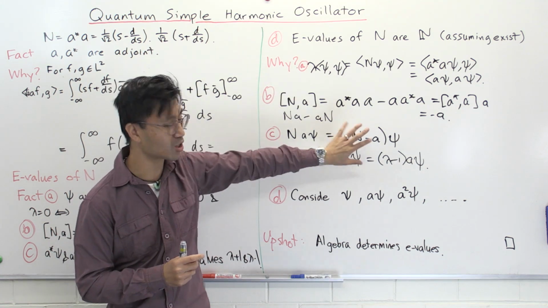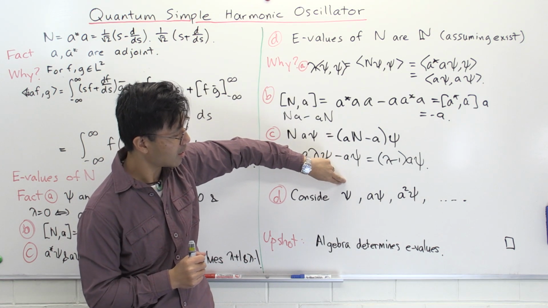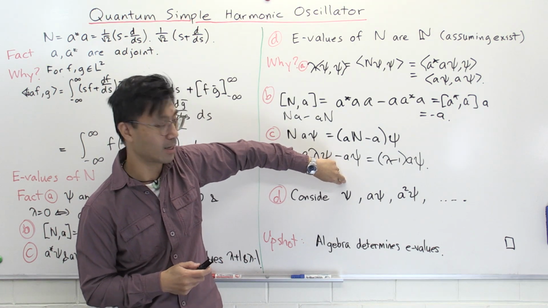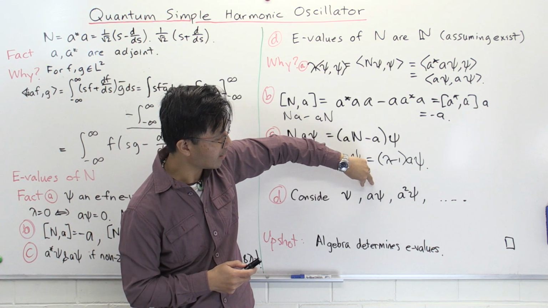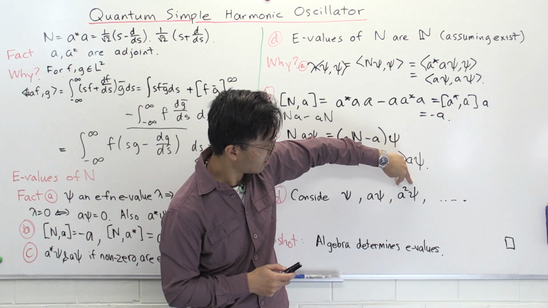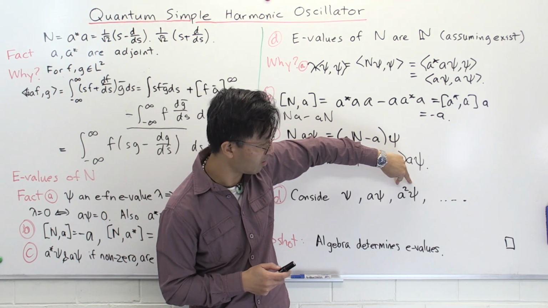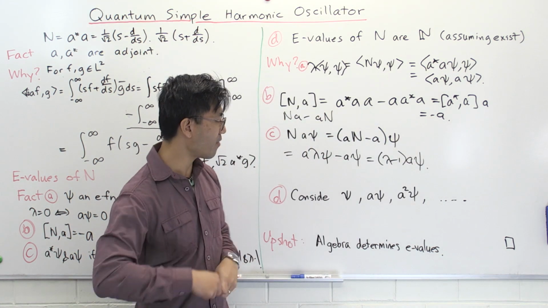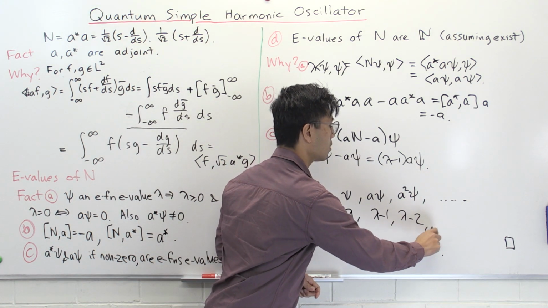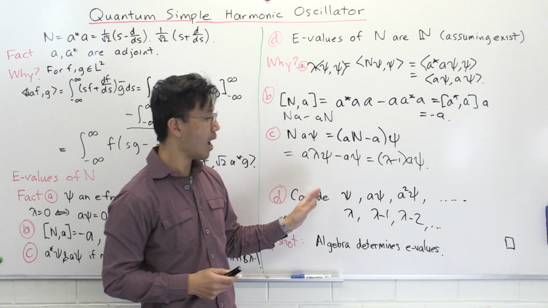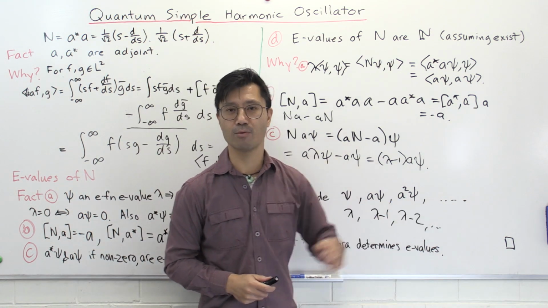And this is, as you can see, just going to use pure algebra. So we're going to consider this eigenfunction psi. And we'll also consider the new eigenfunction a psi, unless it's 0, and a squared psi. Since this is an eigenfunction, you can apply a again and get another eigenfunction, unless this is 0. And then you keep going. And what are the eigenvalues? Lambda, lambda minus 1, lambda minus 2, and so forth. And you keep getting new eigenfunctions unless somewhere along the line you get 0.